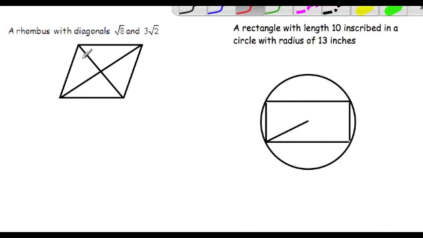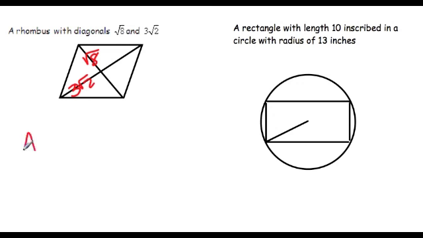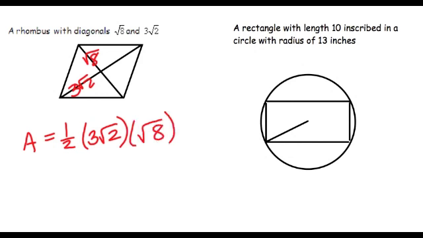Let's do the area of a rhombus. The diagonals are going to be the square root of 8 and 3 square root of 2. I know that the diagonals bisect each other, but we're writing it as if the whole diagonal is going to be the square root of 8 and 3 square root of 2. So we just use the area formula. 1/2 diagonal 1 times diagonal 2. 1/2 times 3 square root of 2 times the square root of 8. And our answer is 6.